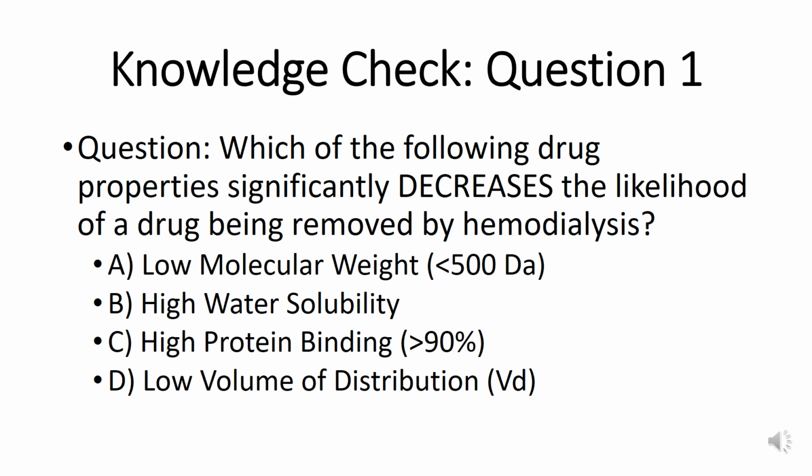Imagine a drug that is 95% protein-bound. Only 5% of the drug is circulating freely in the bloodstream. Hemodialysis can only remove that small free fraction. Therefore, overall drug clearance during dialysis is minimal.